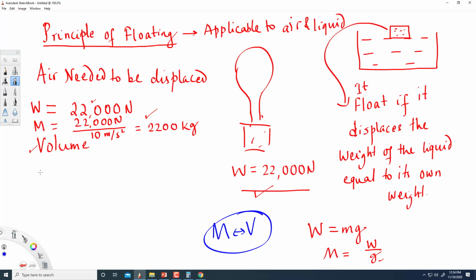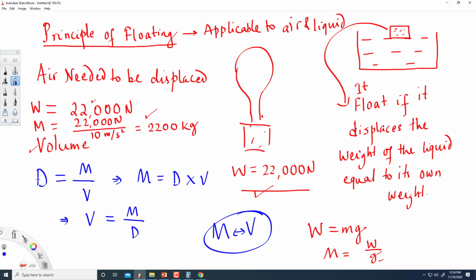Mass and volume are related by density, right? Density is mass over volume. That means mass would be density times volume. That is how mass and volume are related. Mass is equal to density times volume, or you can also write this as volume is equal to mass over density. Different ways to write the same thing.